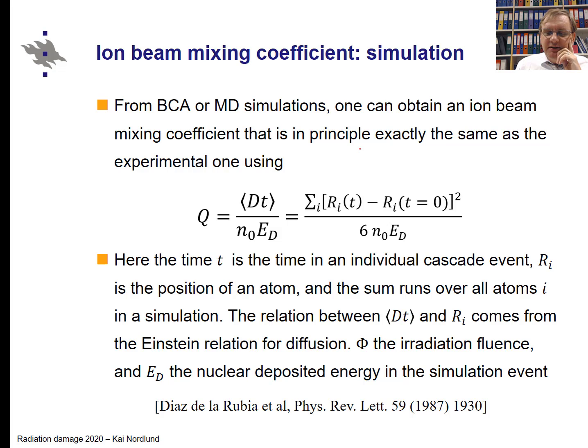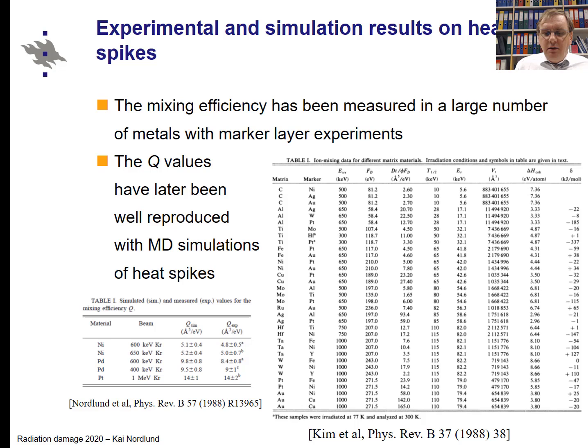So that was for experiments. Then in simulations, Thomas Diaz de la Rubia and others showed in 1987 that one can obtain the ion beam mixing coefficient, which is, at least if we are in a pure random walk regime, exactly the same as the experimental one. Using these equations, you take the initial atom positions and then the atom positions after a simulation and divide by the atomic density and the deposited energy for this diffusion event, and then this gives a mixing coefficient which indeed should correspond to the experimental one. And one can do this and one can compare with experiments.